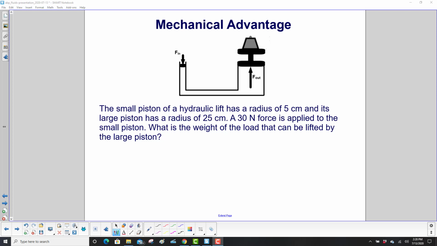The small piston of a hydraulic lift, it's over here, has a radius of 5 centimeters, and its large piston has a radius of 25 centimeters. A 30 Newton force is applied to the small piston. What is the weight of the load that can be lifted by the large piston?